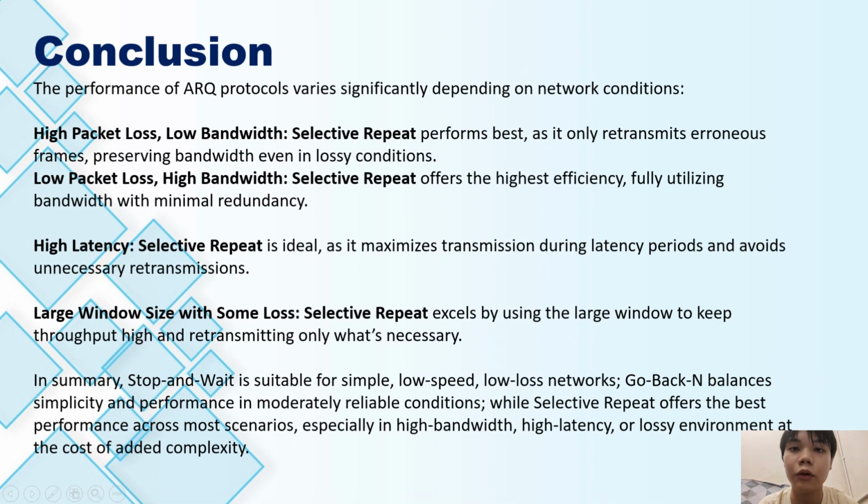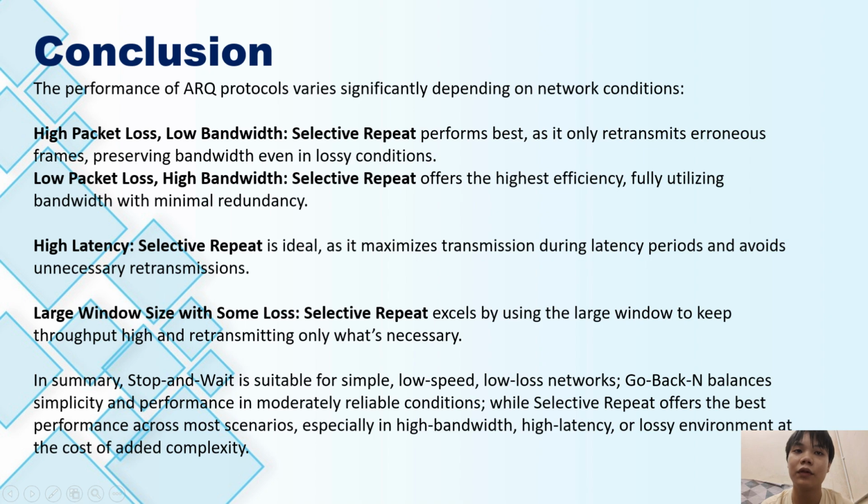So we come to the conclusion part, which is that the performance of ARQ protocols varies significantly depending on network conditions. For high packet loss and low bandwidth, selective repeat performs best as it only retransmits erroneous frames, preserving bandwidth even in lossy conditions. For low packet loss and high bandwidth, selective repeat offers the highest efficiency, fully utilizing bandwidth with minimal redundancy. Under high latency conditions, selective repeat is ideal as it maximizes transmission during latency periods and avoids unnecessary retransmissions.